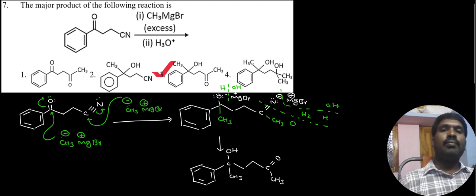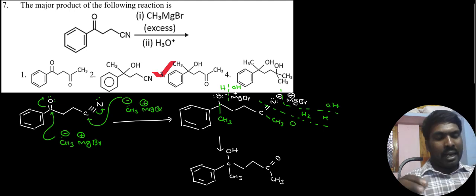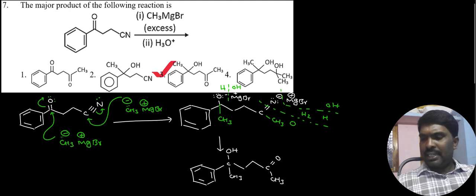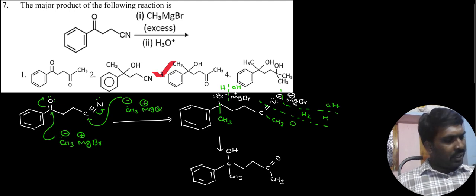Option 3. So cyanide with methyl magnesium bromide is converted into ketone, and since a ketone is already there, it will be converted into tertiary alcohol. So which option is the right answer? Option 3 is the right answer. Now moving to the next question.